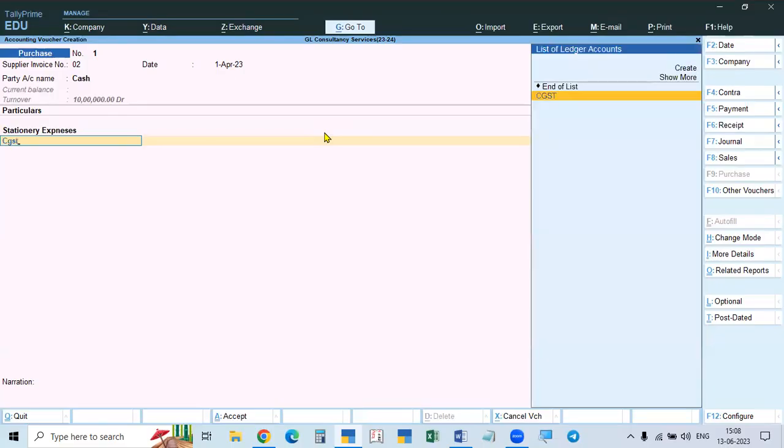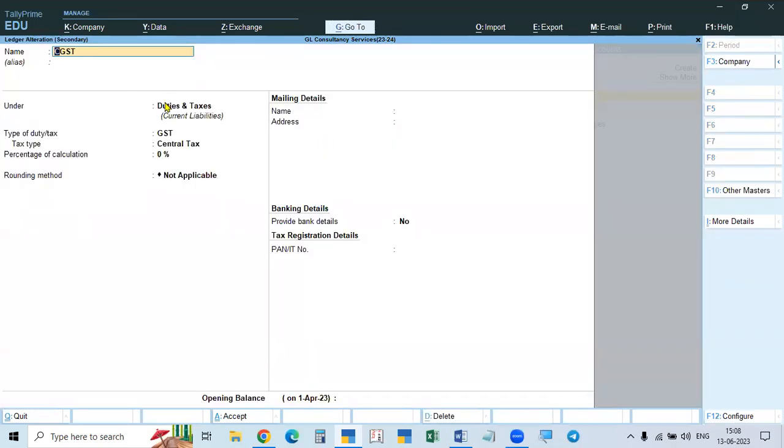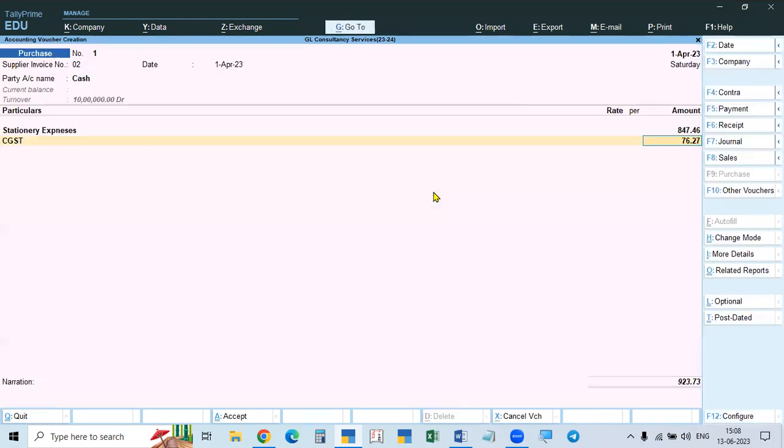So CGST I created already. CGST, you know how to create CGST. So CGST, duties and taxes, under GST, central tax. Okay, this is saved here.